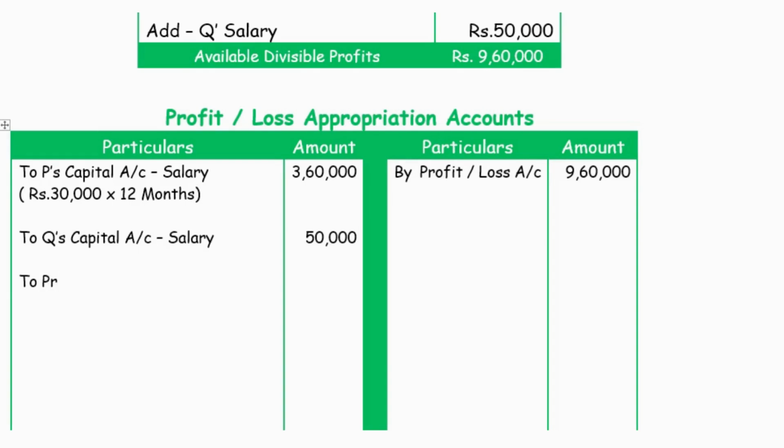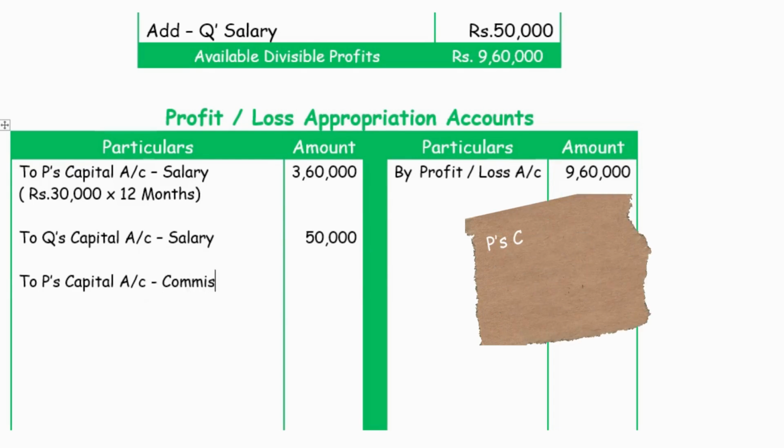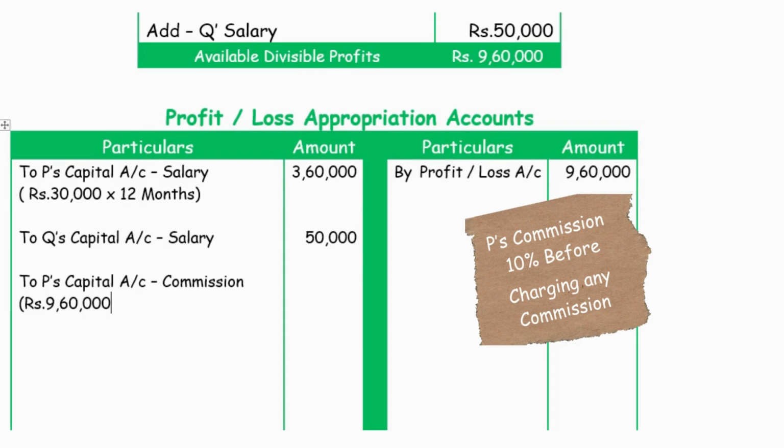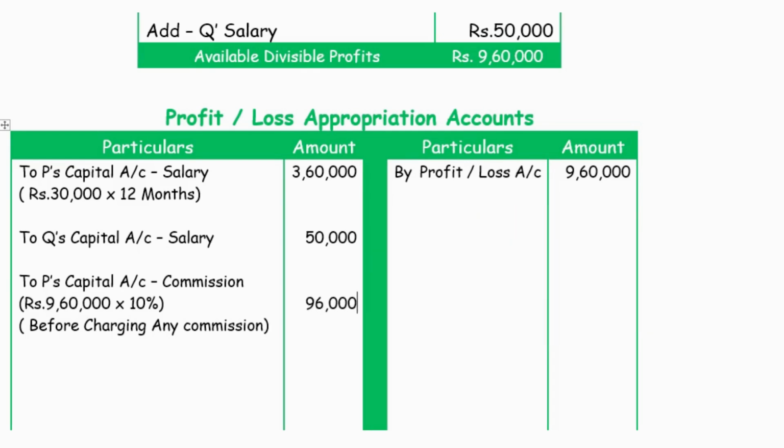The next credit for partner P's capital account is the commission. Here it is given that Mr. P is going to get a commission before charging. So the overall available profit is 9,60,000, and he is going to get a commission before charging. That means it is charged at 10%. This person is entitled to it before commission payable to any other partner, so it is directly 10% on the available profits.